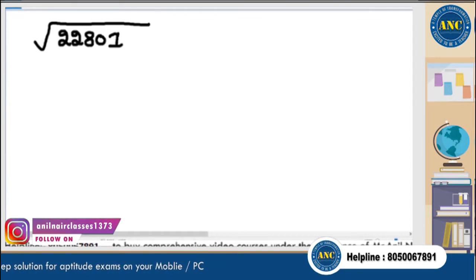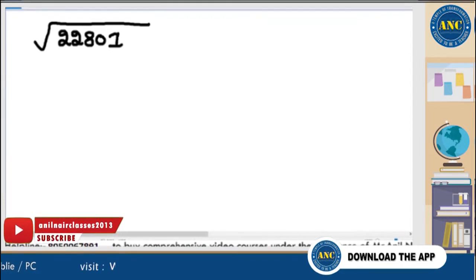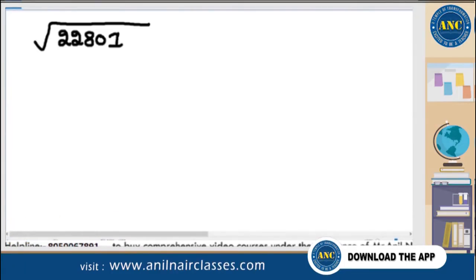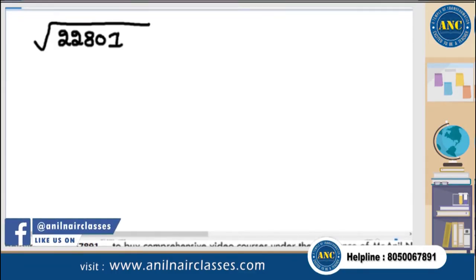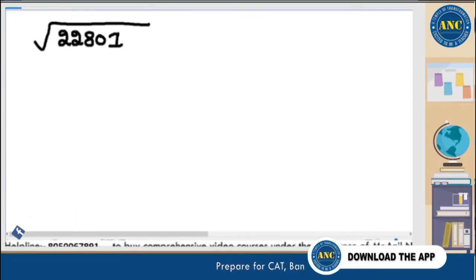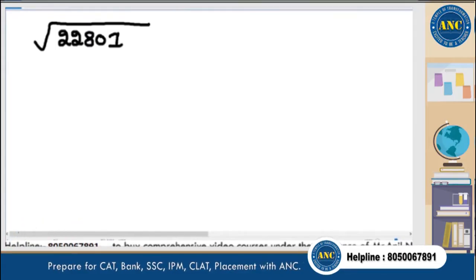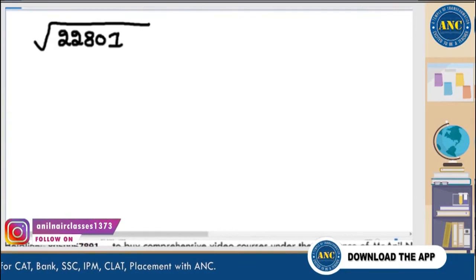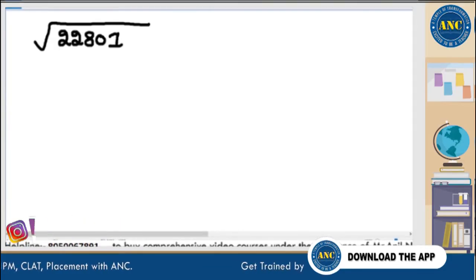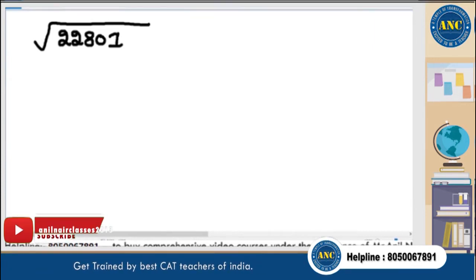I hope it is clear. Root of 22801. Is it clear? Is it back? Is it back? Kindly reply. Is it back? Shall I reply? Shall I continue? Raj Sharma, is it still buffering? Kindly reply. Kindly reply. If it is back, we will start the class.